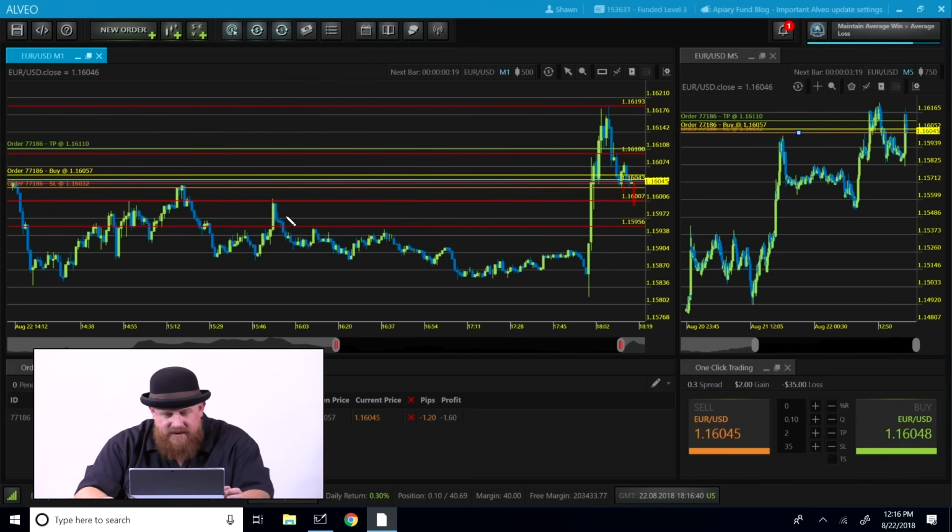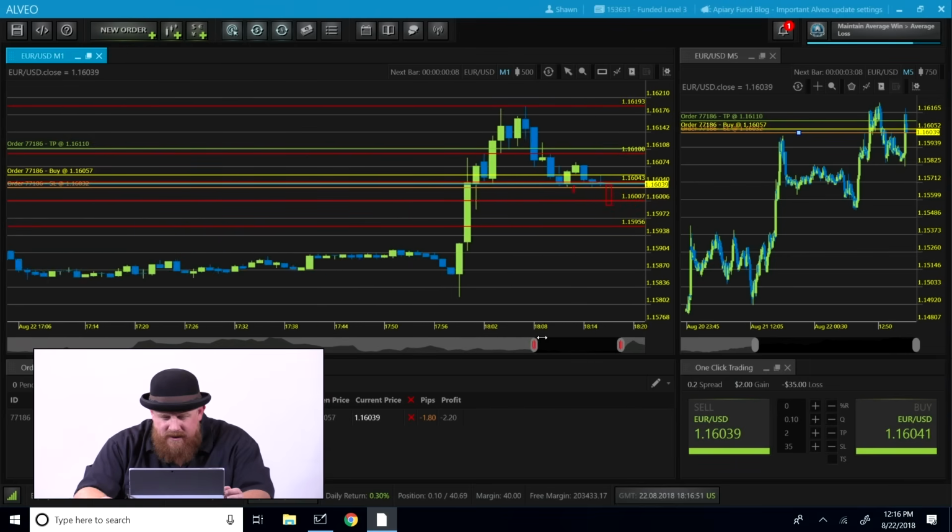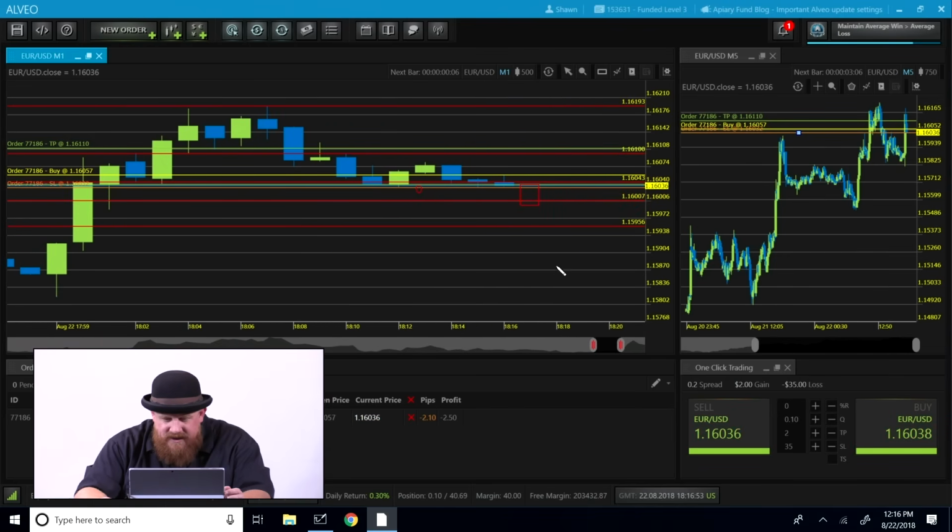That next level was formed over here, and a little bit of price action here. So we can adjust that. Yeah, we should be hitting that stop any minute here.